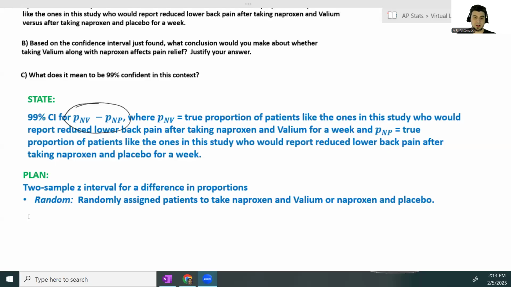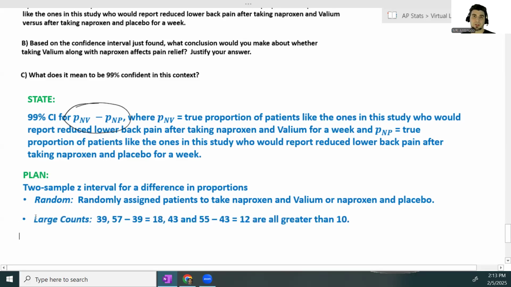And remember, just like the random condition, you don't put a check mark and just state large counts as satisfied. You have to actually show that the number of successes and failures for each group is at least 10. So in the first group, there were 39 successes, which means 18 failures because there was 57 total. And in the second group, the numbers were 43 and 12. Those are all greater than 10.